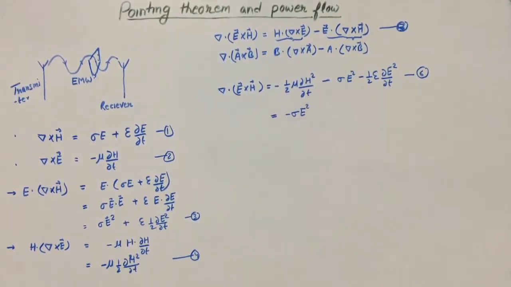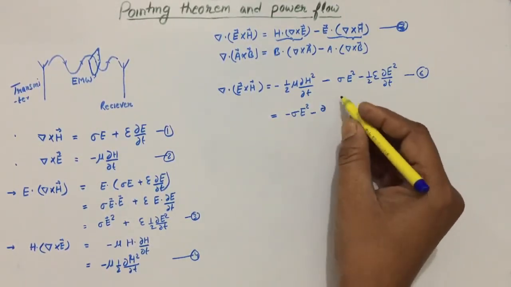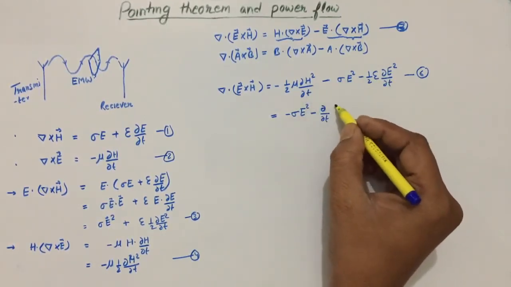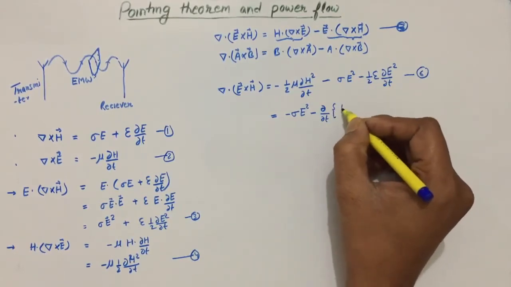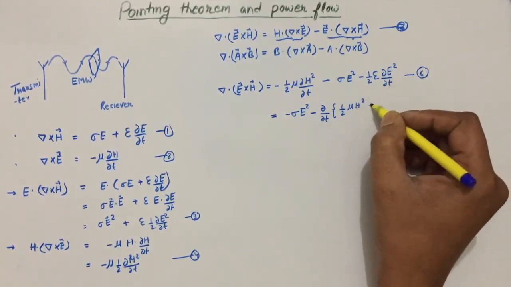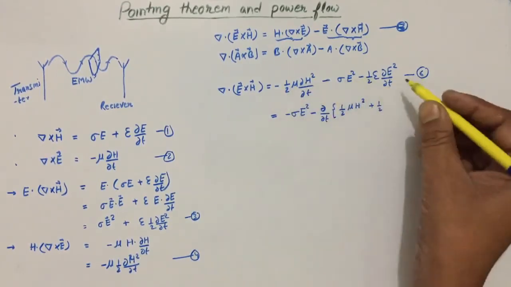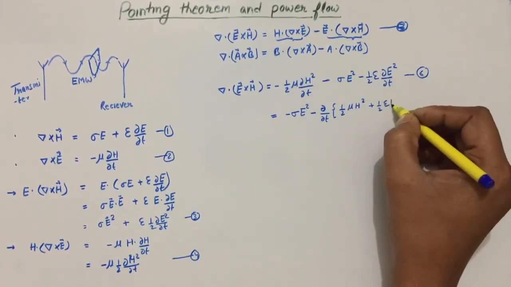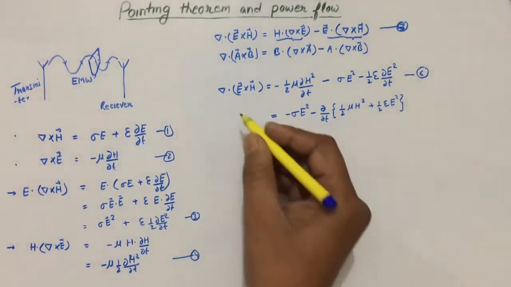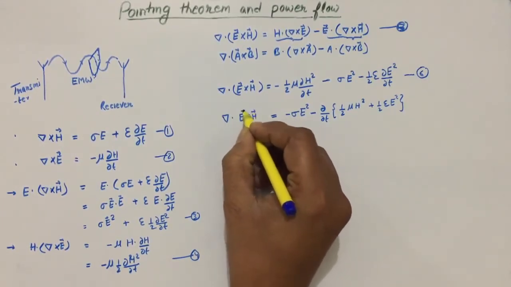Minus sigma E square, minus we can take del over del T outside from both of these. Inside will be half mu H square plus half epsilon E square. Now this is the final equation in front of us, that is E cross H.